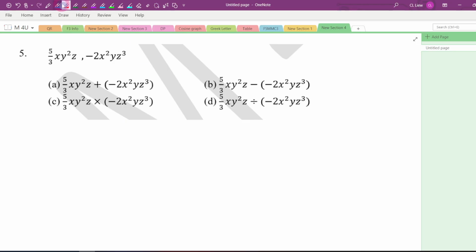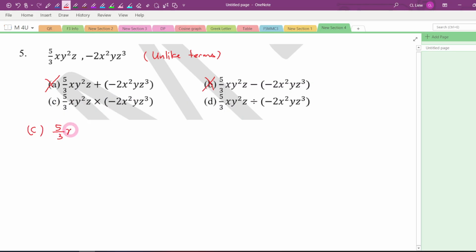Now let's try question number 5. Like terms or unlike terms. To determine whether these two terms are like terms or unlike terms, only focus on the variable part. x, oh, unlike terms, y. This is x squared, different power. Unlike terms. These two terms are unlike terms. For unlike terms, we cannot perform addition or subtraction. We can only do these two, multiplication and division.